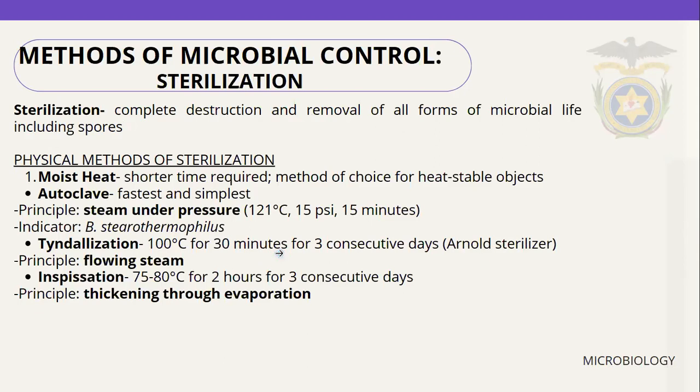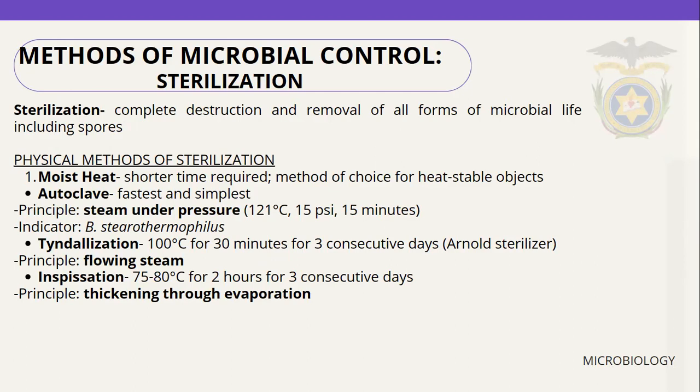So now let's proceed to the methods of microbial control. First, we have sterilization. Sterilization means the complete destruction and removal of all forms of microbial life, including spores. Let's differentiate the physical methods from the chemical methods. Let's have the physical methods of sterilization first.